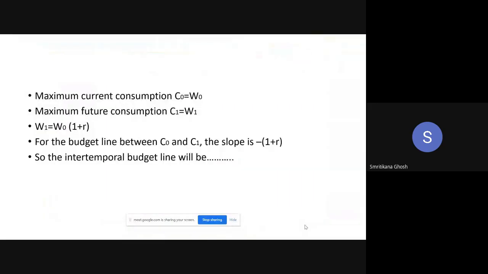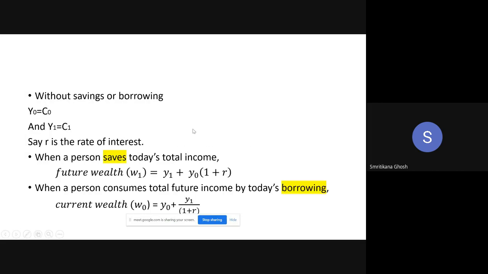Now look. The maximum current consumption is my current wealth. Simple. So C0 is equal to W0. And maximum future consumption is my future wealth. So C1 is equal to W1. If you go back here, look, one is W1, one is W0.